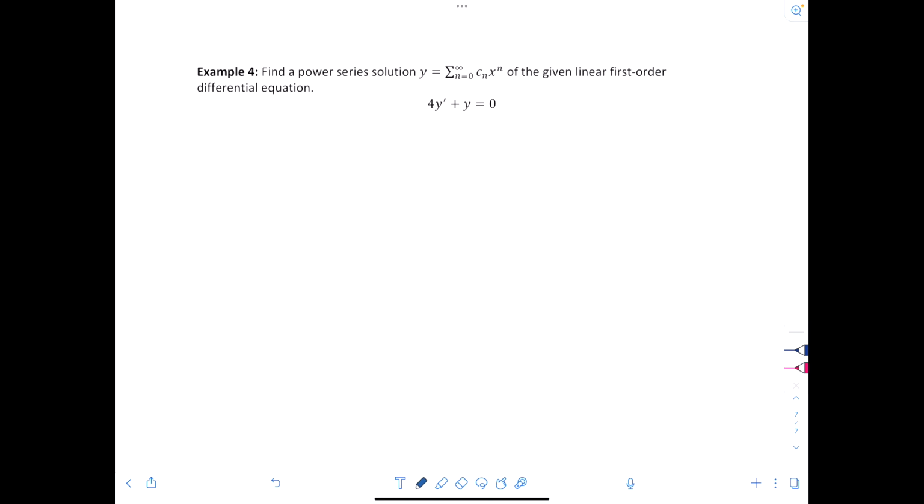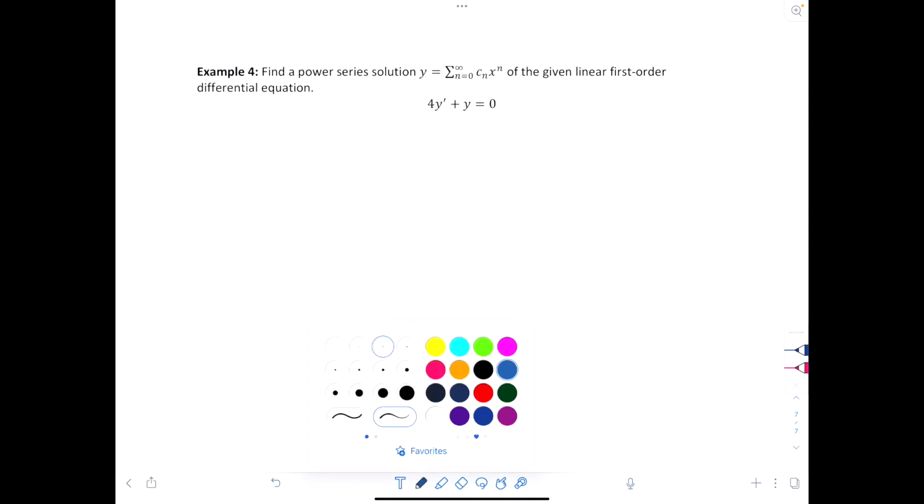Okay, so now example 4. Find a power series solution, y equals summation, n goes from 0 to infinity of c sub n times x to the n, of the given linear first order differential equation. So we have 4y prime plus y is equal to 0. So we need to figure out what is y and what is y prime, all right? So do a little side work.